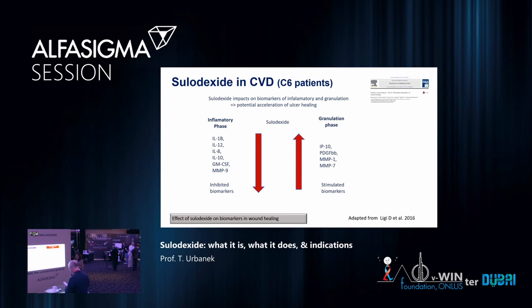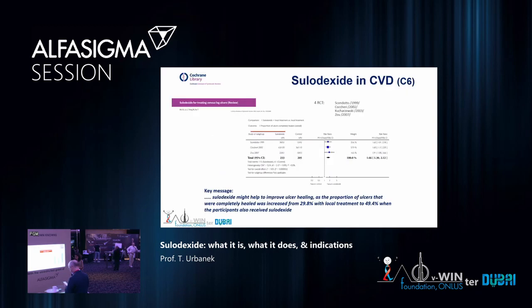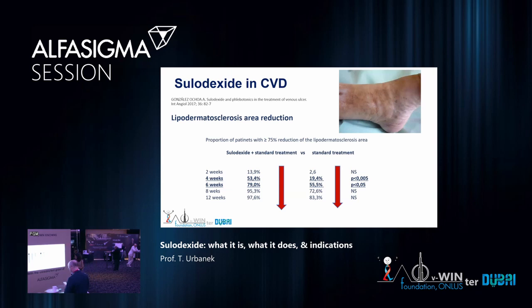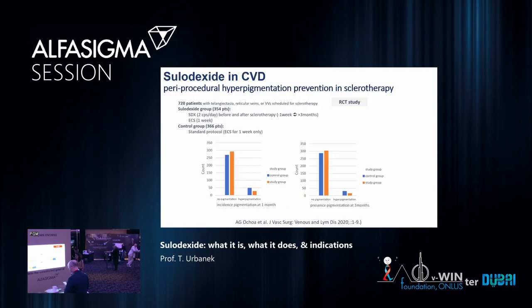It works in C6 patients, having a special impact on several biomarkers of inflammation and the granulation phase of chronic wound healing. From randomized controlled studies, we know that this results in improvements in clinical efficacy and a higher number of completely healed ulcers when treated with sulodexide plus standard therapy. In chronic venous disease patients, we can also expect a reduction of the lipodermatosclerosis area when treated with sulodexide.